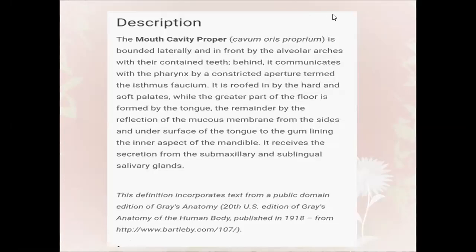The remainder is formed by the reflection of the mucous membrane from the side and under surface of the tongue to the gum lining the inner aspect of the mandible. It receives the secretion from the submaxillary and sublingual salivary glands. Salivary glands are secretory apparatuses of the floor of the mouth. There are three in number, the major ones, and there are minor salivary glands as well.